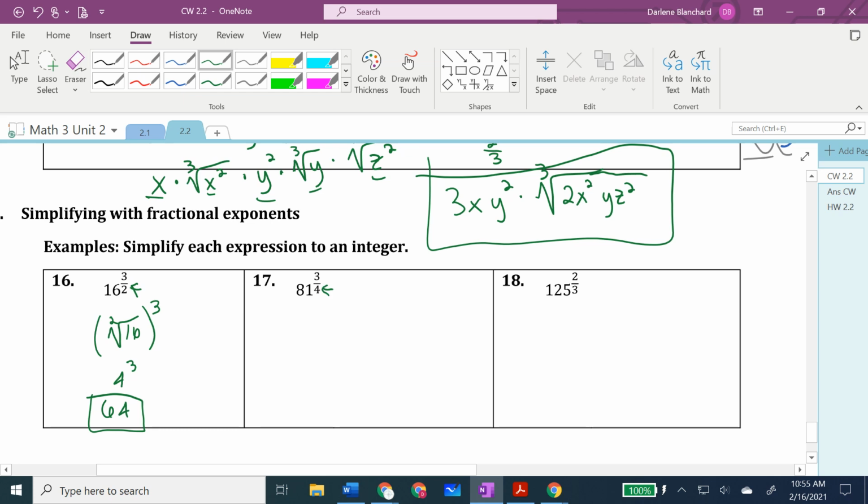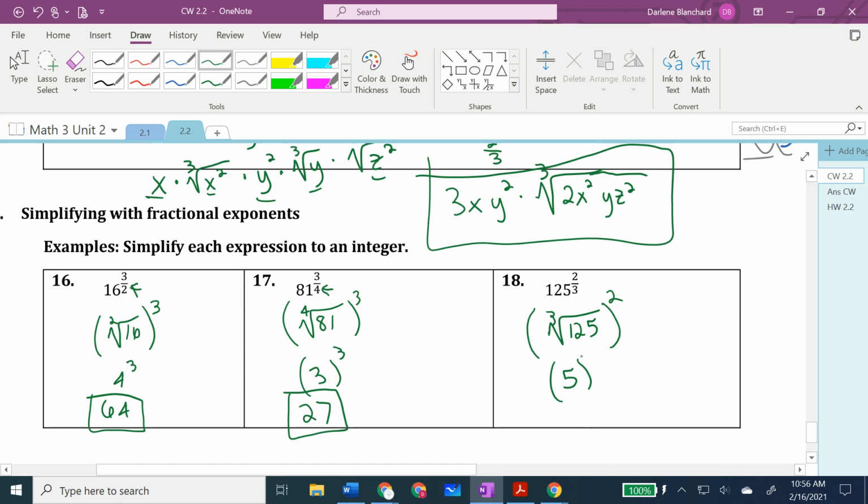Root first will make your life better. This is the 4th root of 81, and then cube that answer. 3 is the number that will multiply 4 times to give you 81. 3 multiplied 3 times is 27. And then over here, do the cube root and then the power. 5 multiplies 3 times to give me 125, and 5 squared is 25. I hope that helps, and that's the end of the classwork.